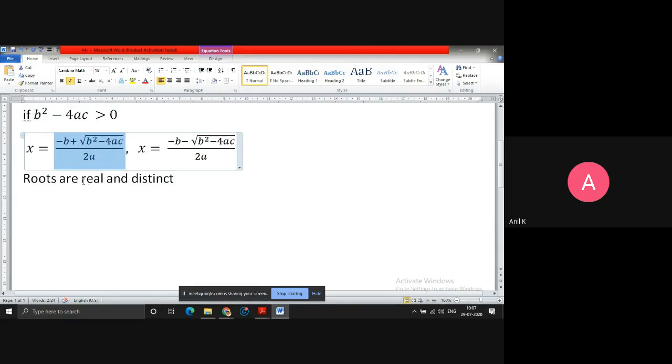I know every irrational number is also a real number. For example, if b square minus 4ac is a perfect square number, then under root, a perfect square number will give me a rational number. So minus b is a rational number plus a rational number upon again a rational number. So it will give me finally a rational number. A rational number is also a real number.